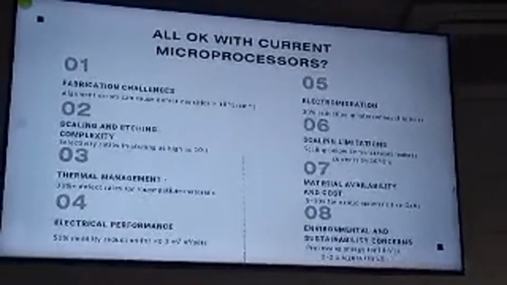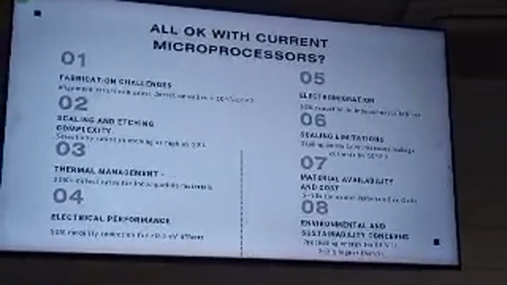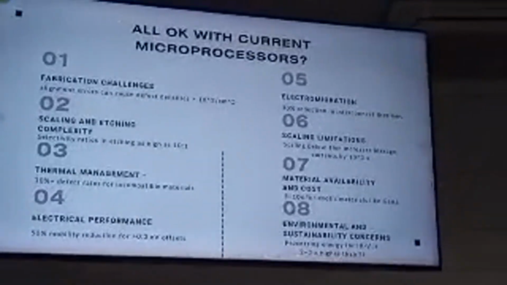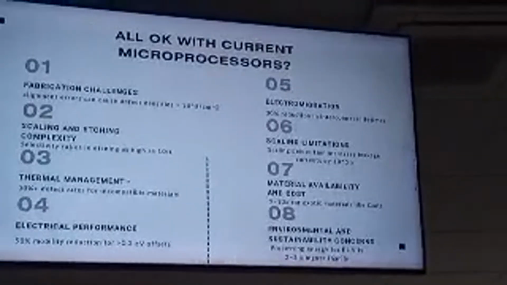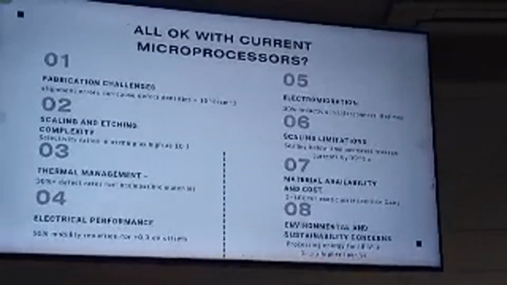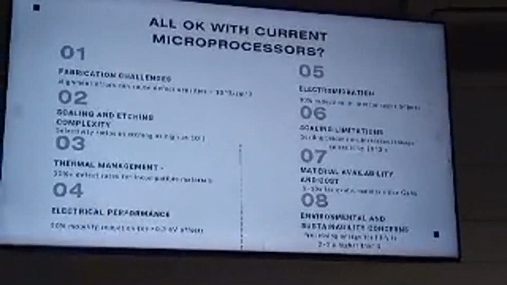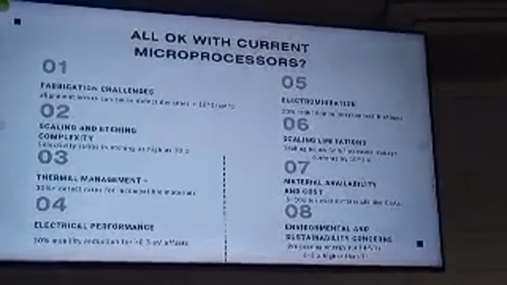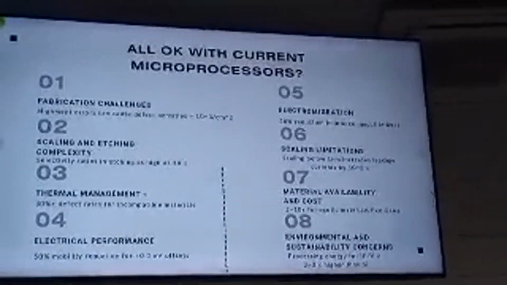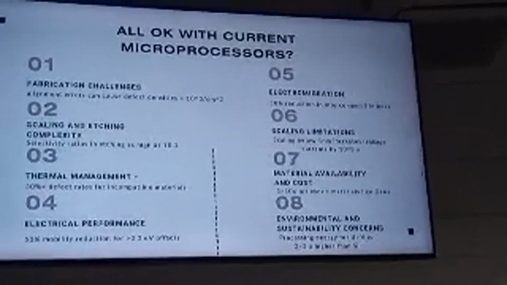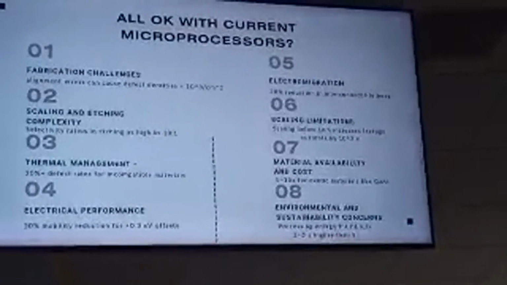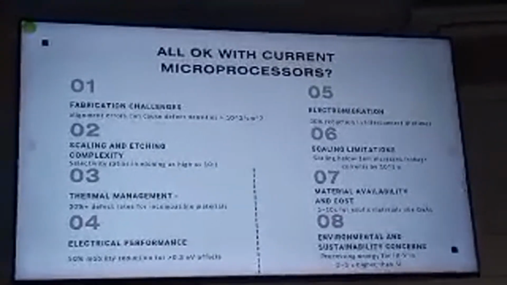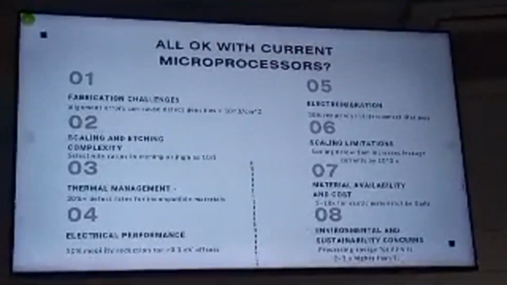So there are fabrication challenges, even though it's mostly perfect. As you can see, there could be defect densities, scaling and etching complexity, so selectivity ratios. There are different steps in fabricating microprocessors, and thermal management. 30% of the defect rates is from materials. For electrical performance, mobility can get reduced with time. And electromigration, which I was talking about with interconnects, gives a 30% reduction in interconnect lifetimes, and scaling below 1 nanometer, plus material availability and costs, and environmental and sustainability concerns.